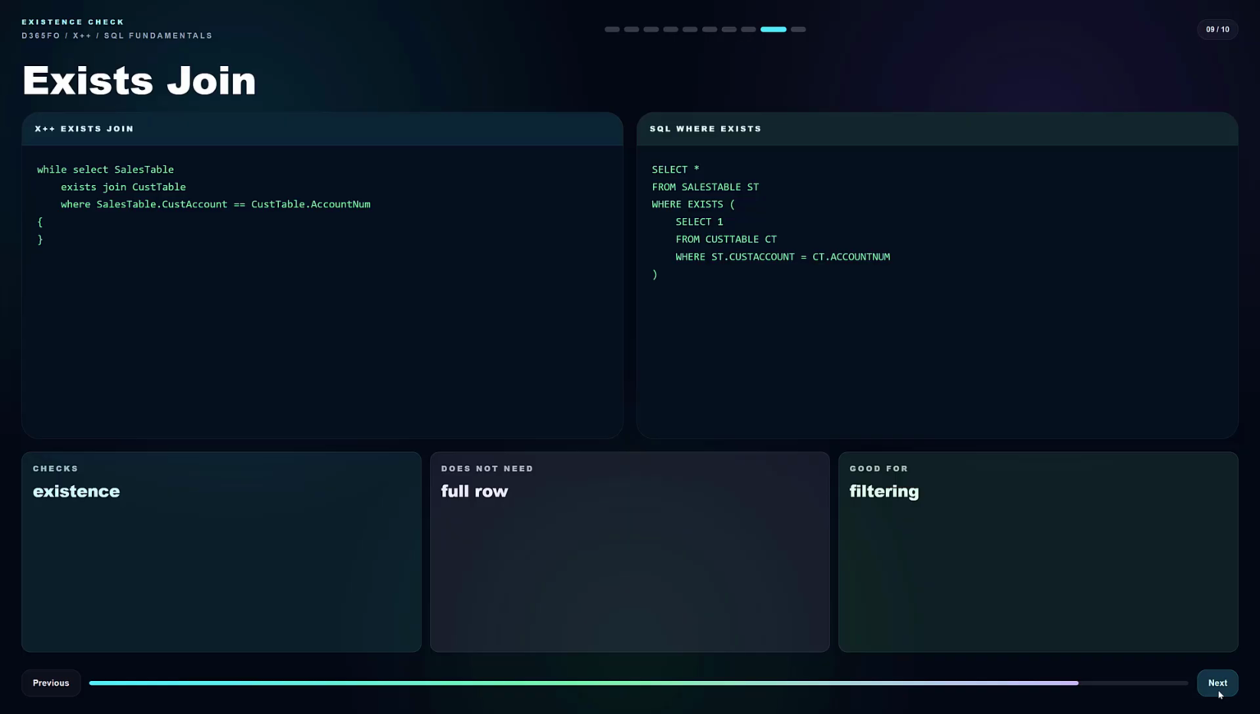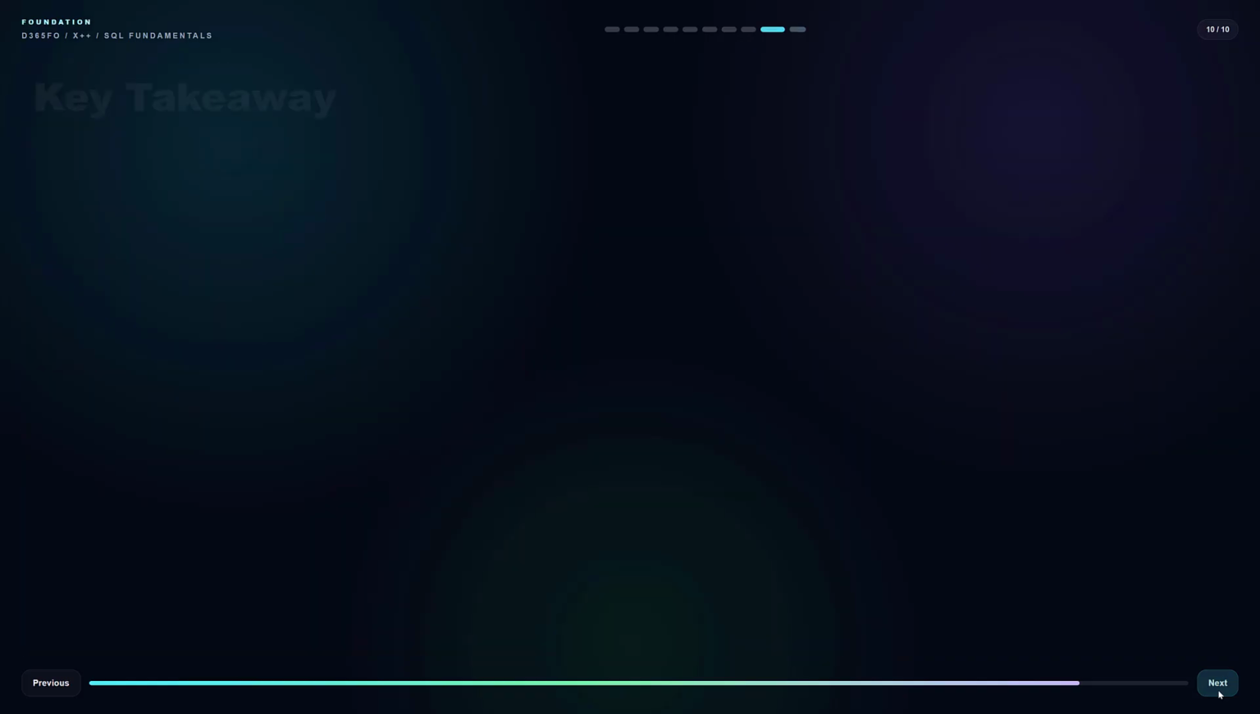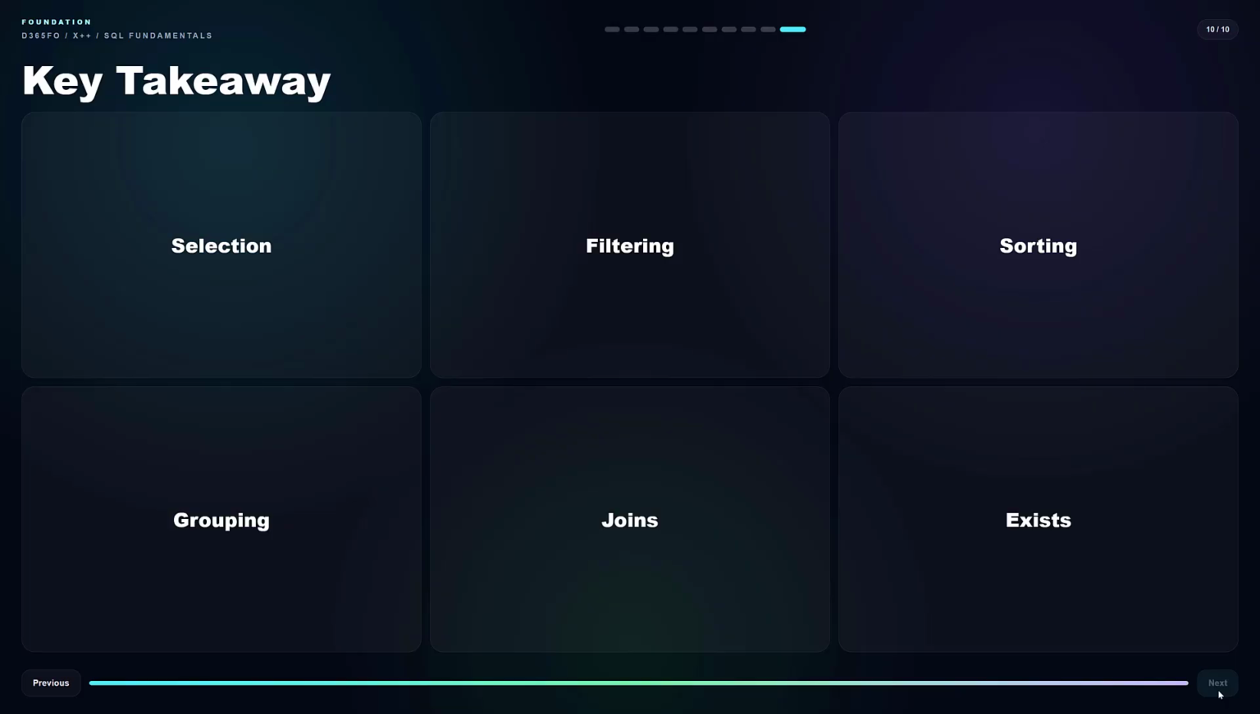And importantly, SQL Server does not retrieve full data from the join table. It only checks for existence. This is why exists joins are often more efficient than traditional joins when we only need validation or filtering behavior. And later in this course, we'll deeply analyze why exists joins can dramatically improve query performance in many scenarios.